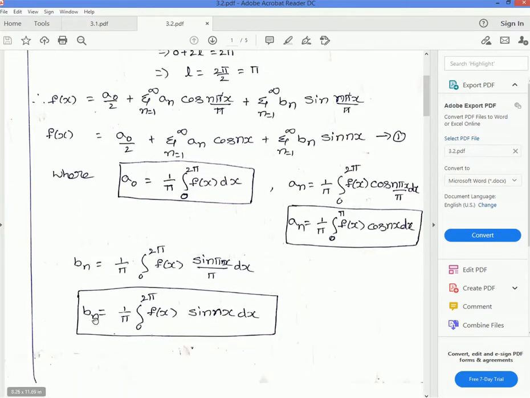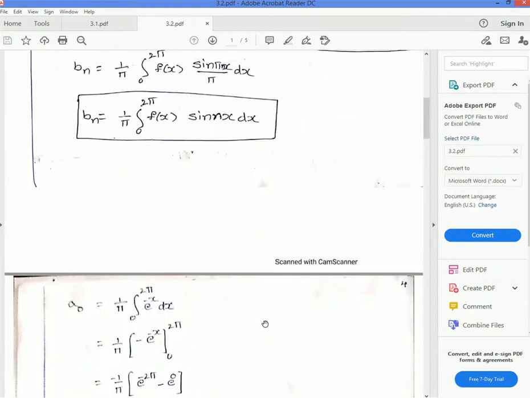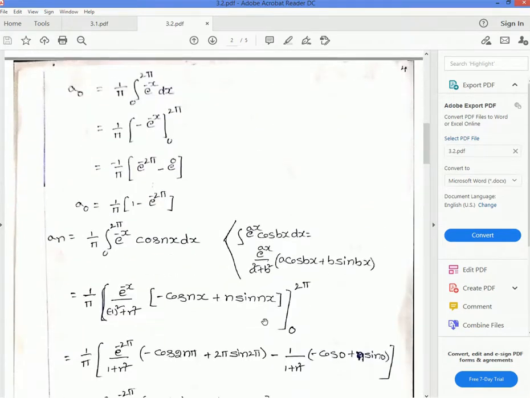Next, bn value is 1 by pi integral 0 to 2 pi f of x into sin n pi x by L dx; pi cancels, so sin n x dx. Now we have to find the values of a naught, a n, bn values. What is a naught value?